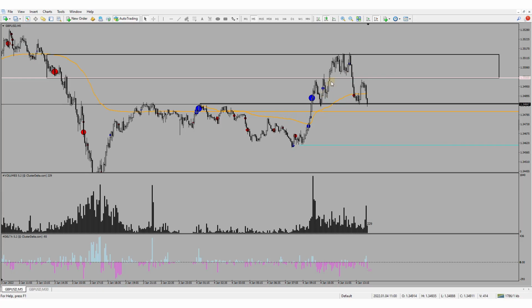So if price is going to the supply, look guys, what happened here is I love to read the delta on M5 and M1, because this is just amazing how the sellers here were preparing. Look, the whole wave here, every single candle had a negative delta. Wonderful.